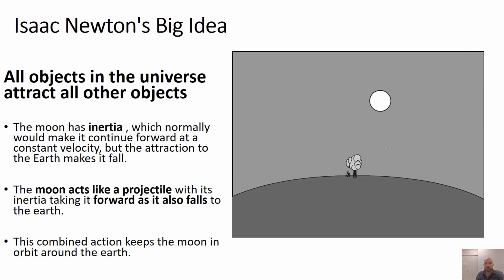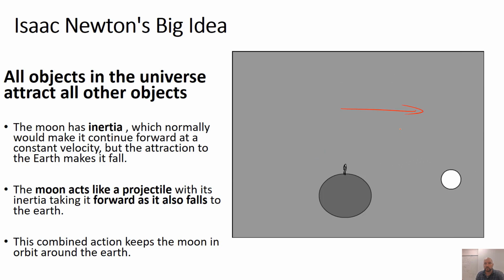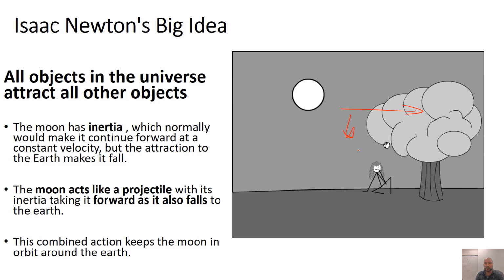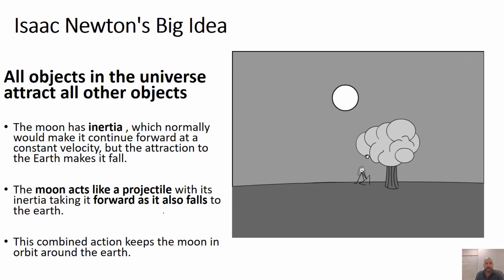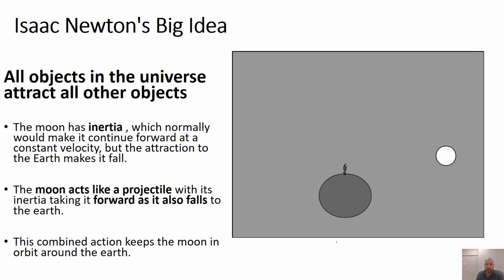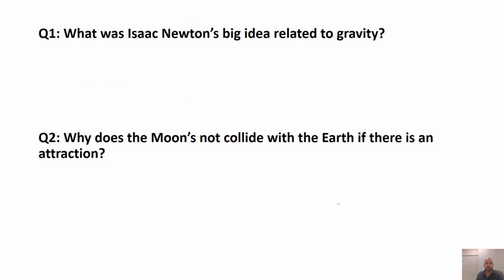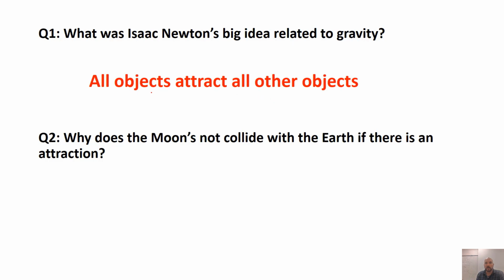And so he realized that the moon's inertia keeps it going forward, but at the same time it's falling. And so the result of that is it's following a curved path going around the Earth. So the moon itself is acting like a projectile being thrown around the Earth. And the combined action keeps it in this orbital path that we have. What was Isaac Newton's big idea related to gravity? Well, the big idea he has is that all objects are going to attract all other objects. And we'll see that a little bit more in a bit.